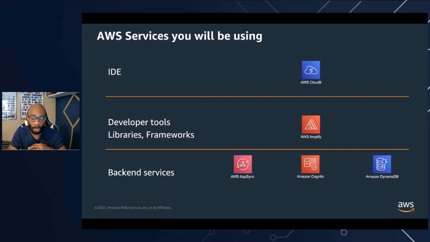We're going to use Amazon Cognito to allow our users to sign in and sign up for our application. And we're going to use DynamoDB. DynamoDB is going to be our main source of truth. We're going to use that to store and save our information.